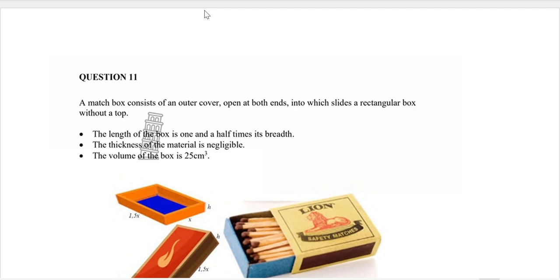Today we'll be doing an application of calculus, so-called optimization.